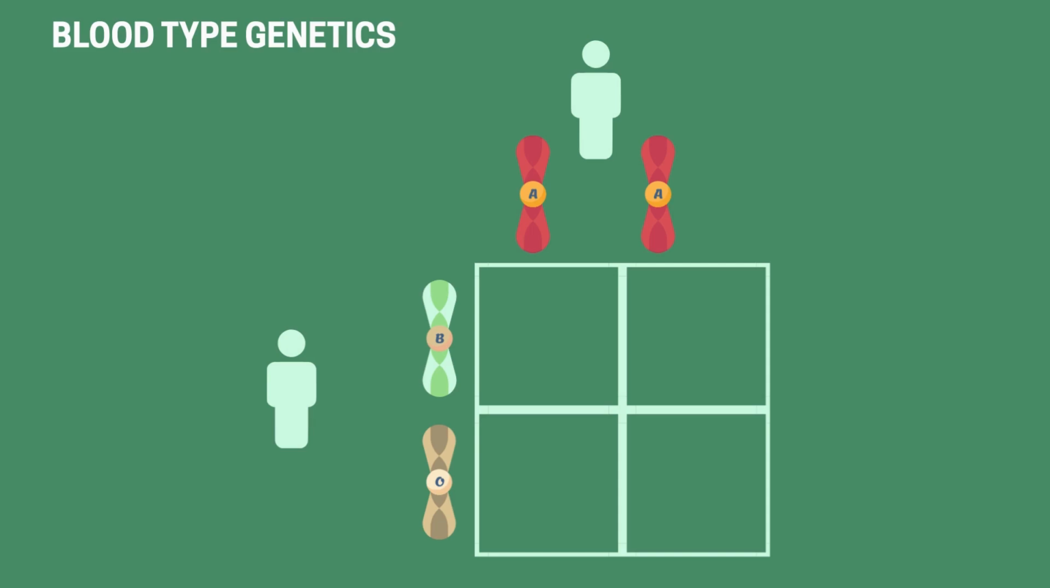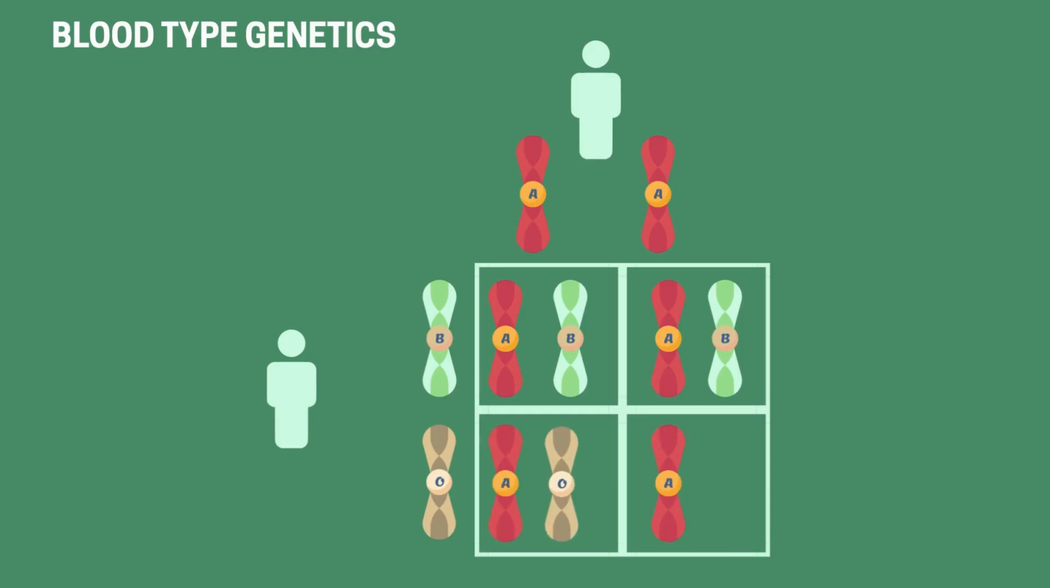When these genes combine, there are 2 possible outcomes. If the child inherits an A allele from the first parent and a B allele from the second parent, the genotype will be AB, resulting in AB blood type. If the child inherits an A allele from the first parent and an O allele from the second parent, the genotype will be AO, which results in type A blood because the A allele is dominant.